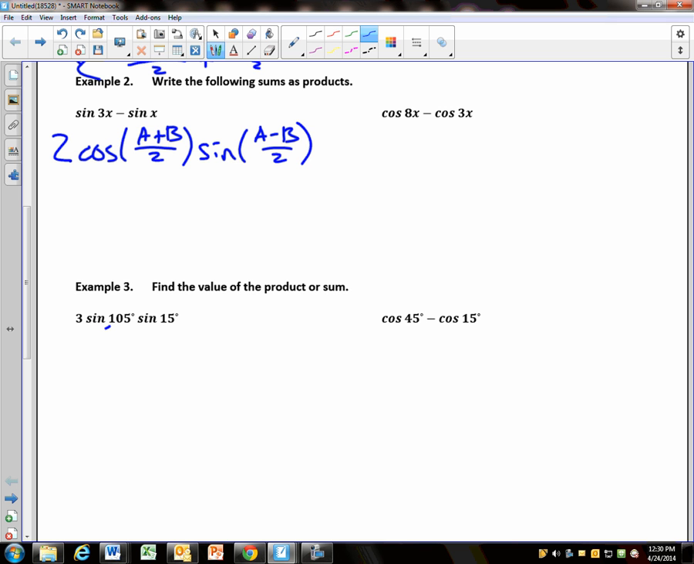What's a in the problem? A is 3x, b is x. So I'll have 2 times the cosine of, what's a plus b divided by 2? 2x. What's a minus b divided by 2? X. Done.